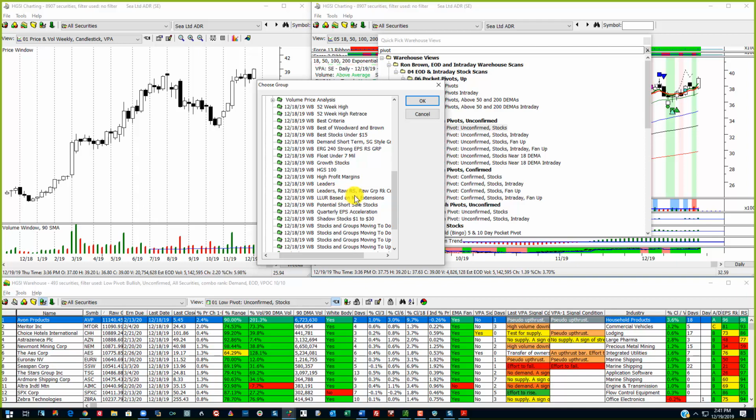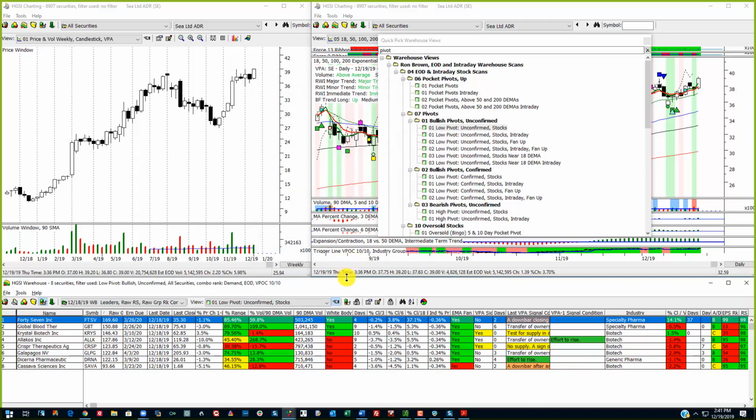Leaders, raw relative strength, raw group right combo. What does that mean? It means that these are high relative strength stocks that have been driven to the top of the list, and then that group was truncated. In other words, it takes the top 100 stocks automatically every night and creates a group. Now, when I put this low pivot unconfirmed on here, this is the information from last night.